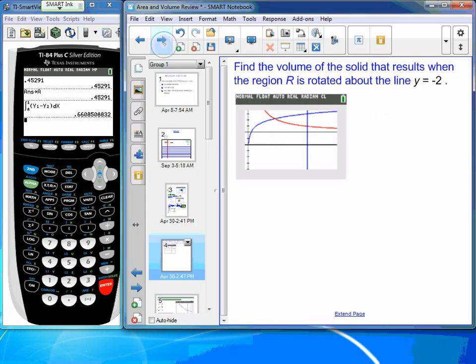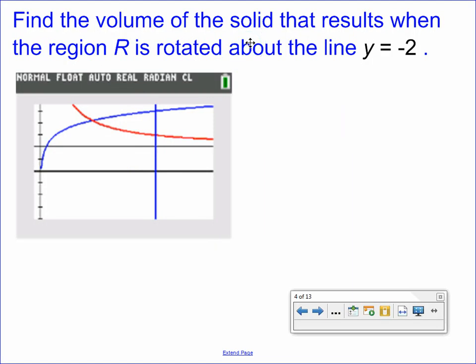Let's look here. Find the volume of the solid that results when the region R is rotated about the line y equals -2. I've gone ahead and added y equals -2 there, this black line, and our origin is over here. You can see that black horizontal line is y equals -2. That's going to be my axis of rotation. So we're going to spin that original region R about my axis of rotation, y equals -2, and consider the solid that results.